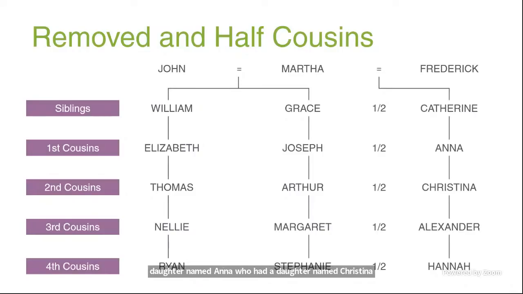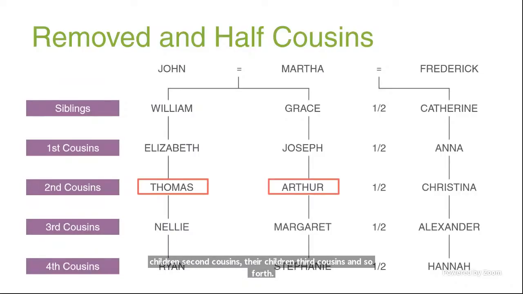So hopefully that's making sense, what this chart is telling us. It's a descendancy chart. When we start to describe relationships, the first thing we have to do is describe how they're related in terms of first cousin. So hopefully it makes sense that William and Grace are siblings. So their children would be first cousins, their children second cousins, their children third cousins, and so forth.